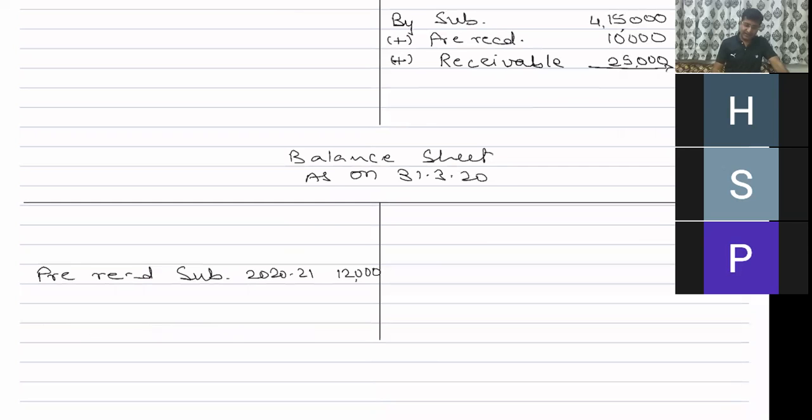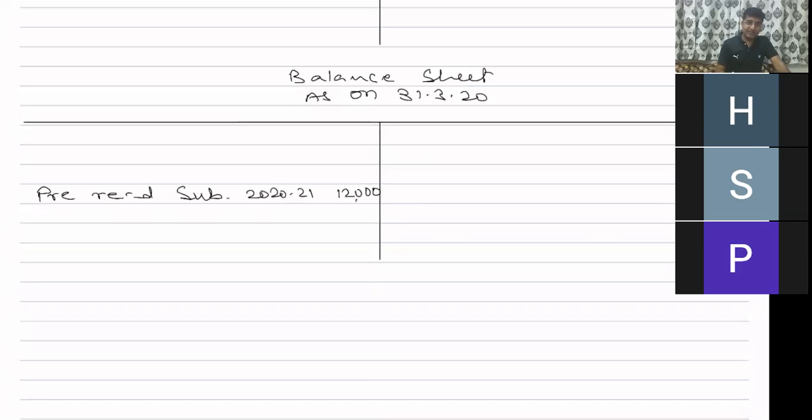And at the same time, in my balance sheet liabilities side, I'll be having pre-received subscription of 12,000. That is received during the year, but it is the income of next year. But in my balance sheet asset side, I'll have subscription receivable.